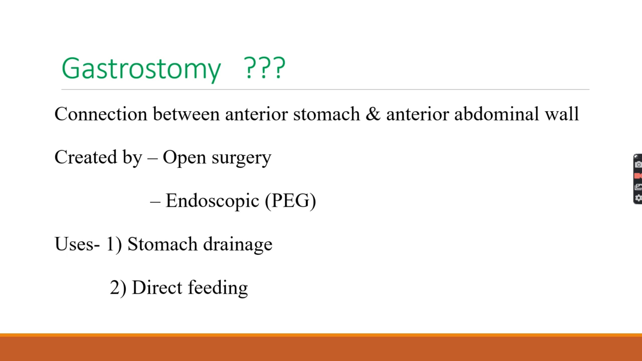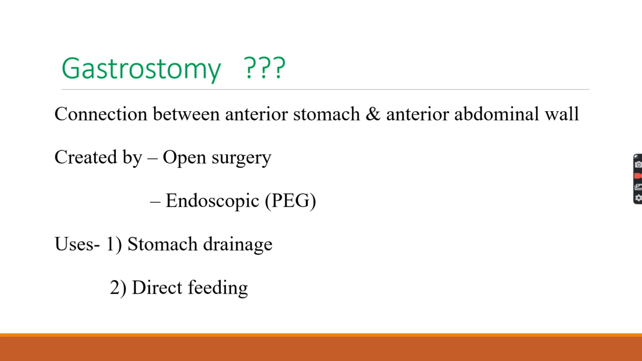Gastrostomy means there is a connection between two structures. That connection is between the anterior stomach wall and the anterior abdominal wall. We have established a connection between these two structures. This is gastrostomy. How can we create it? Either we can create it by open surgery during exploratory laparotomy, or a small incision over the subcostal area.